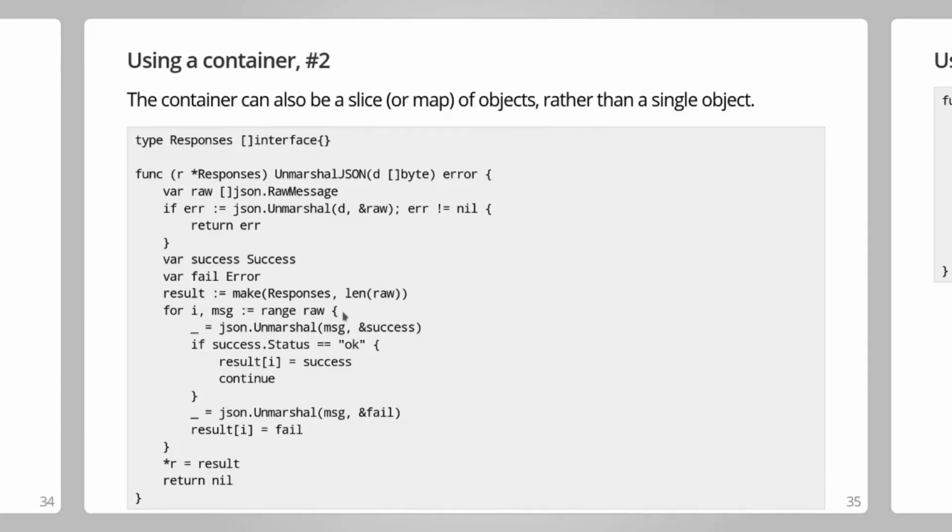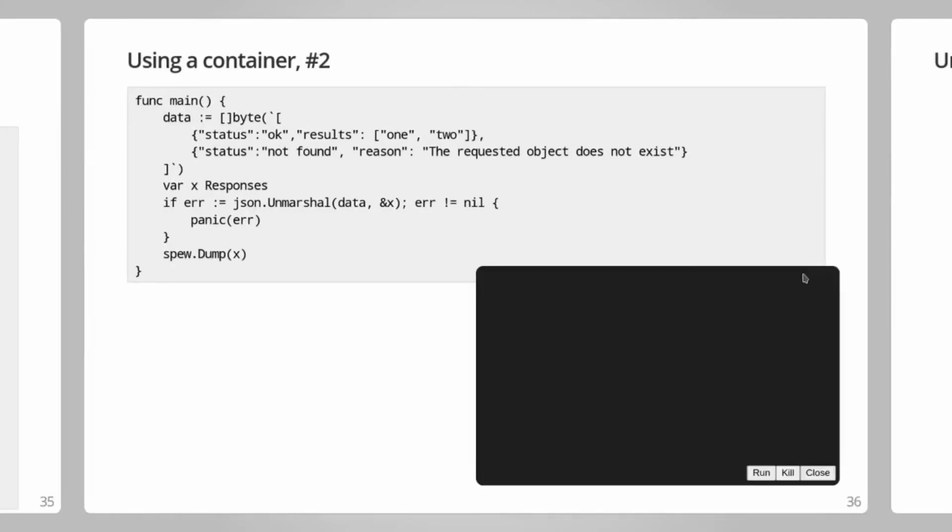For each value in my raw input slice, I unmarshal to the success struct. If the status value is okay, then I assign that success value to the result, and I continue. If it's anything other than okay, then I unmarshal to fail, and I set that value to the result. At the end, I set the result to the receiver, and I return nil. So you can see it's essentially the same logic as before, but in a loop this time. Let's look at the example.